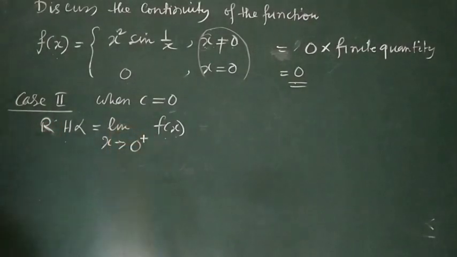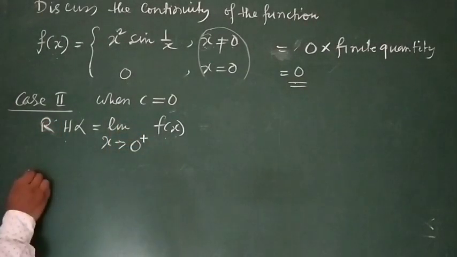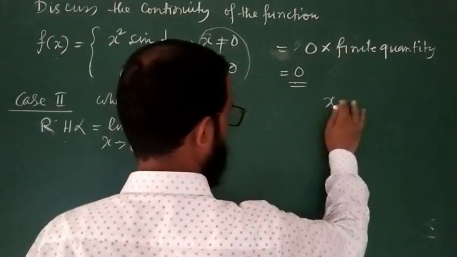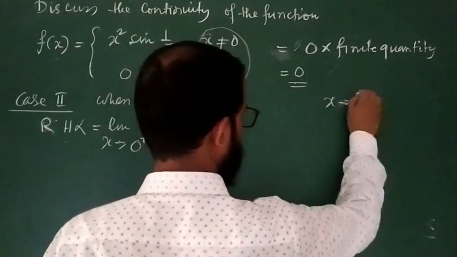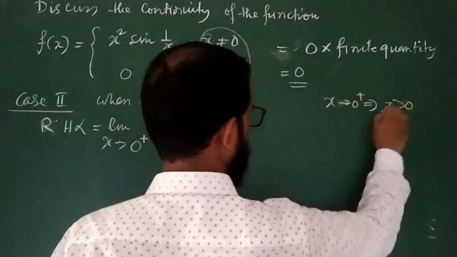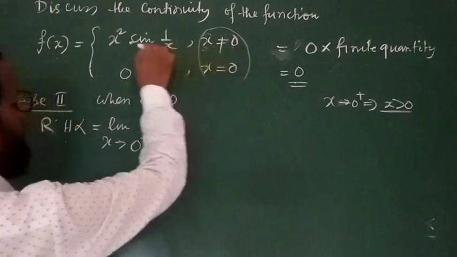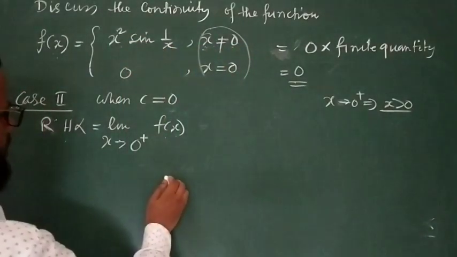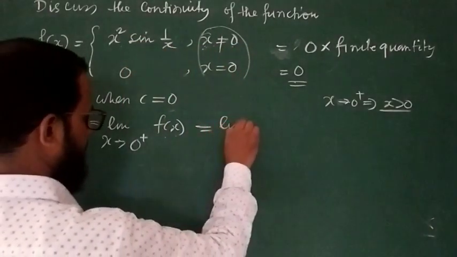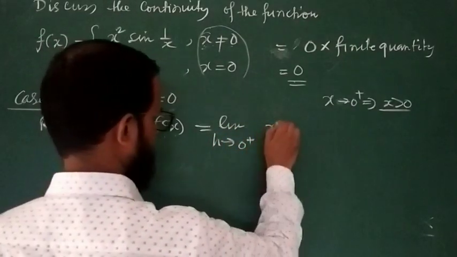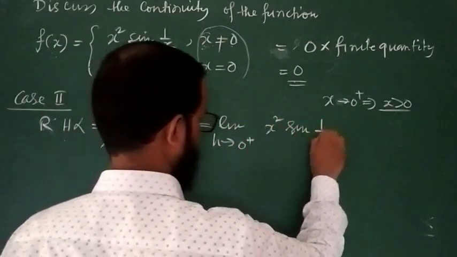Limit x tends to 0 plus. Again, x tends to 0 plus means x is greater than 0, and x greater than 0 means x is not equal to 0. So in the same way, the functional value will be limit h tends to 0 plus of x square sin 1 by x.